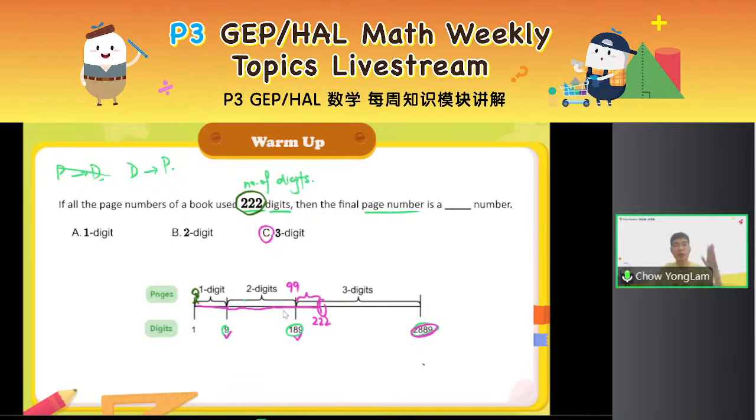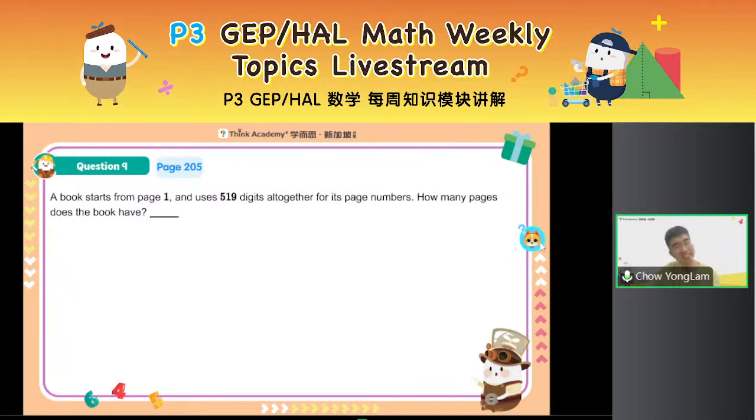Right, so if we are working backwards, given the digits we want to find the page numbers, please make sure you find the correct number of digits for the last page number first. All right, now with that, I'm skipping question 8 as well because the number is small, you can do it. But question 9 is a bit more difficult, right? Let's take a look at question 9.